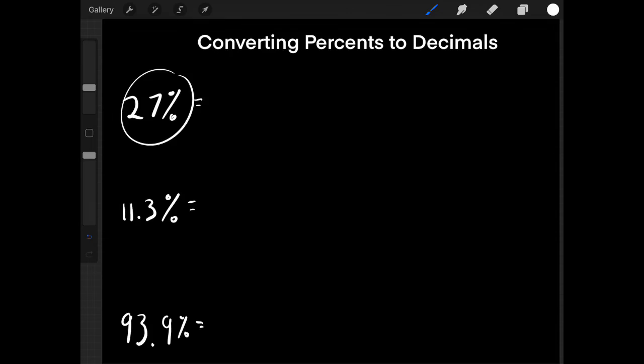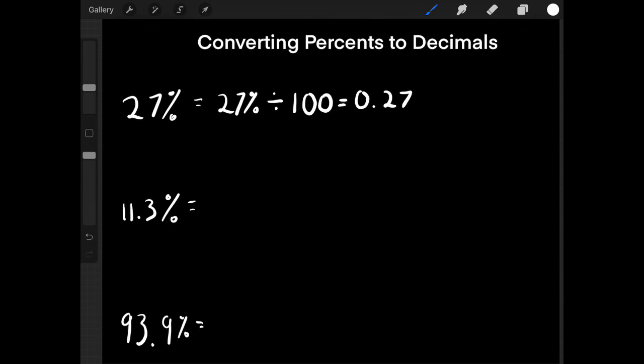Alright, so now we're going to be converting percents into decimals. So we're going to take 27% and basically do the opposite of what we did beforehand. So we're going to divide it by 100 instead of multiplying it by 100, and thus we will get our answer of 0.27.